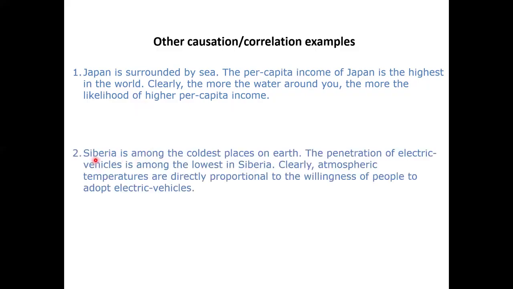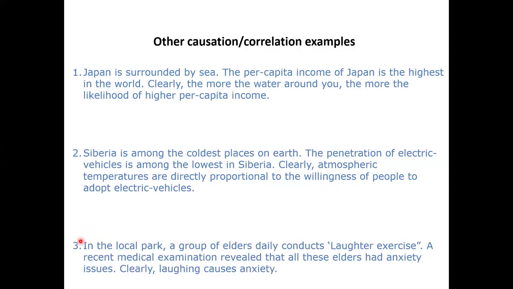Similarly, Siberia is among the coldest places on Earth. That's a fact. Penetration of electric vehicles is among the lowest in Siberia. Again, a fact. On the basis of these facts, what is the argument concluding? Clearly, atmospheric temperatures are directly proportional to the willingness of people to adopt electric vehicles, which means higher the temperature, more the inclination of people to adopt electric vehicles. Or lower the temperature, lesser the tendency. So again, what is the argument doing? It's trying to force fit a causal relationship between the temperatures and the willingness to adopt electric vehicles, while this is merely a correlation.